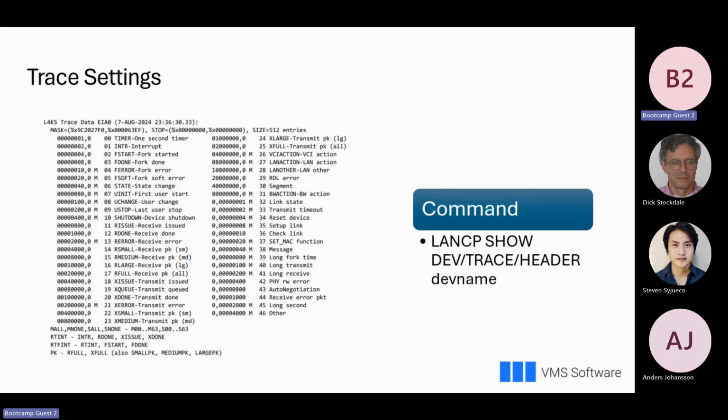Now here we will have this output. You can see that we have the trace mask, the stop mask, and the buffer size above. Then just below that are all the traceable events. The first 32 entries are common functions, common traceable events, and the next ones, from 32 up to 46, are device specific.